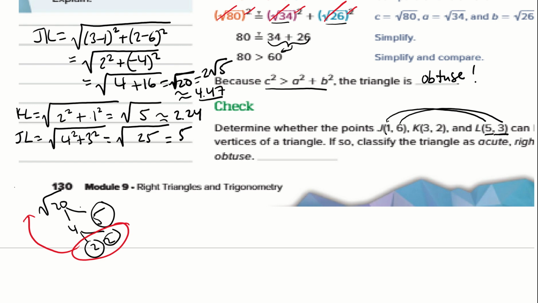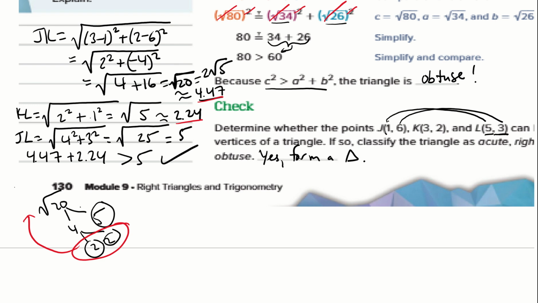All right, so can it form a triangle? Take the two shortest sides, and is that sum bigger than 5? Let's add them. That plus that is bigger than 5. Check. So yes, it can form a triangle.